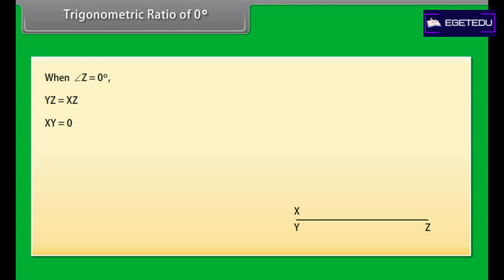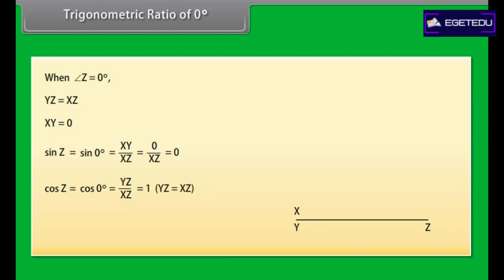Trigonometric ratio of 0 degrees. Consider the right-angled triangle XYZ. Reduce the measure of angle Z slowly. You can see that XZ rotates left and becomes flatter. When the measure of angle Z is reduced to 0 degrees, XZ merges with YZ and the length of XY is 0. Let us understand what happens to the values of trigonometric ratios.